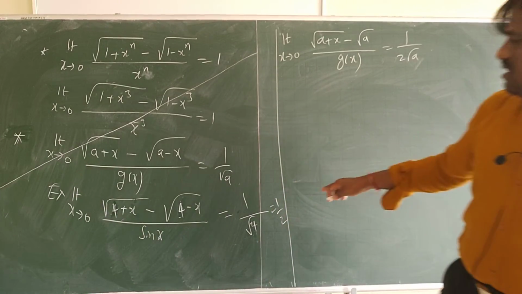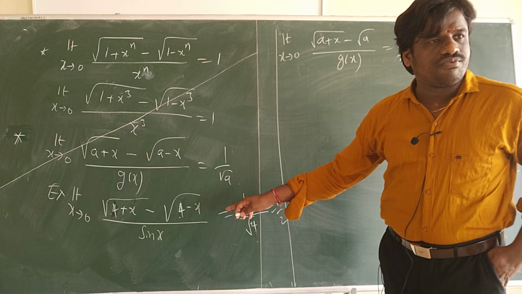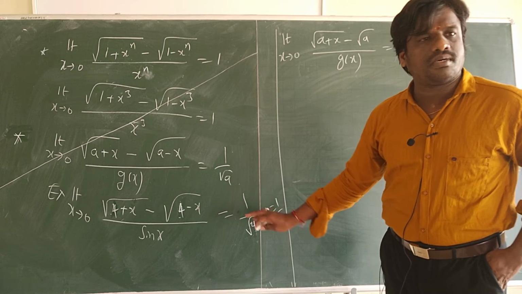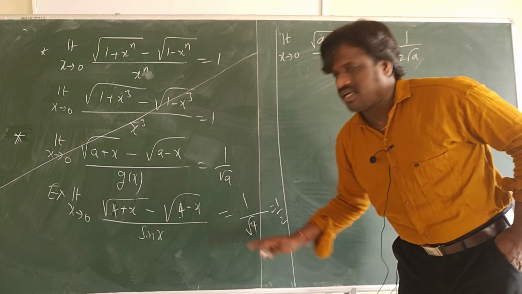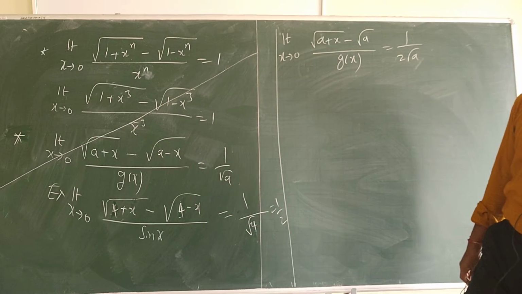So when you have this, you understood, right? Square root of 4 plus x minus square root of 4 minus x by sin x, when you have, the answer is 1 by root a. Here root 4 value is 2.